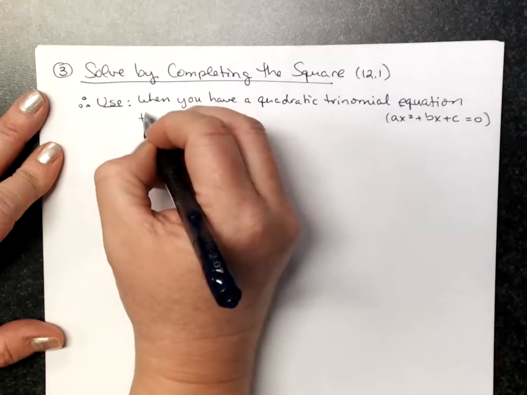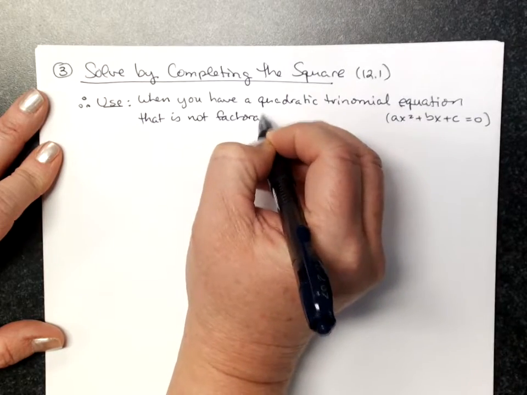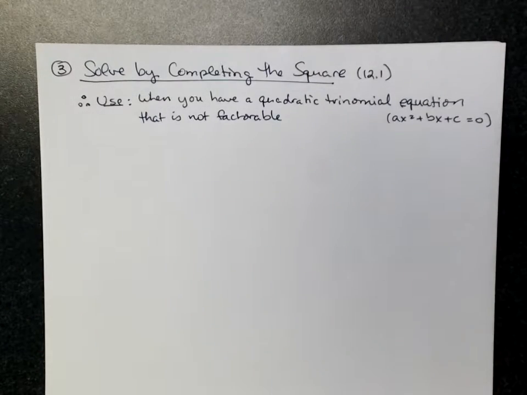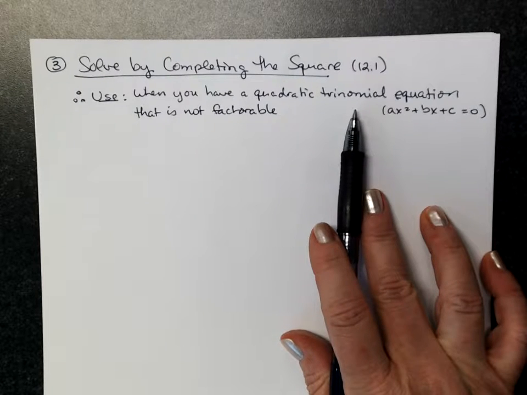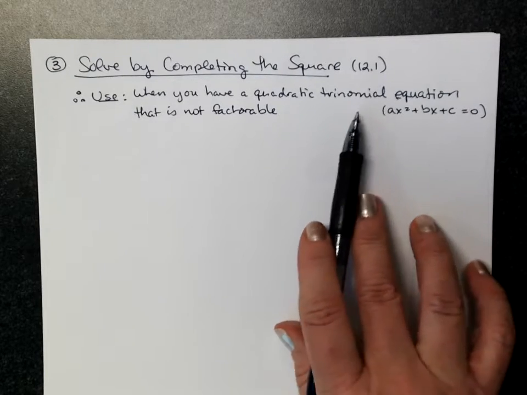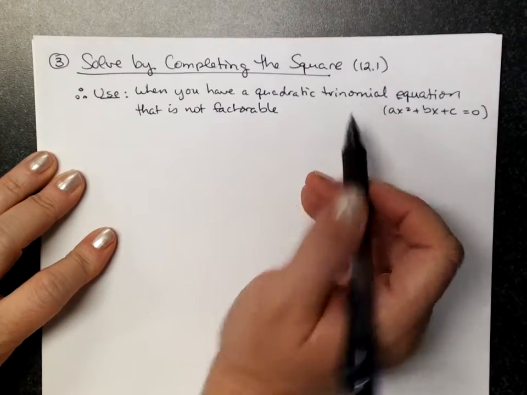And that is not factorable. Again, you can actually use this even if it is factorable. It's just kind of overkill. If it's factorable, factor it, especially since the best time to use this is when you have a equal 1. So if you've got an a equal 1 trinomial, factor that. If it's not factorable, if you can't find that magic pair of numbers, if it's prime, what we called prime before, then this is a great time to use it. You can use it on any quadratic trinomial equation.